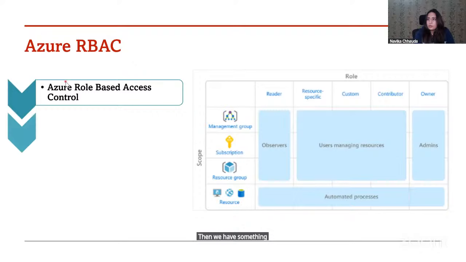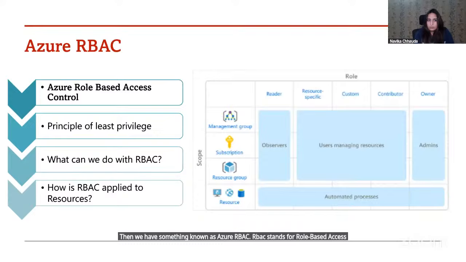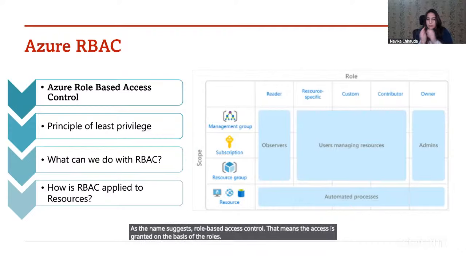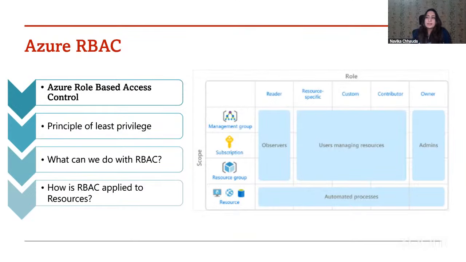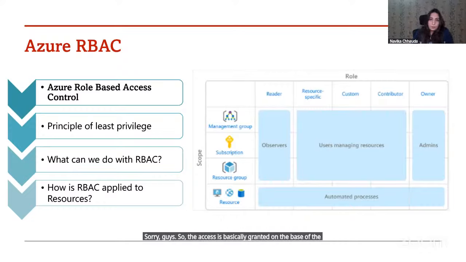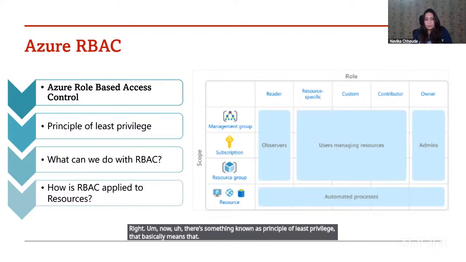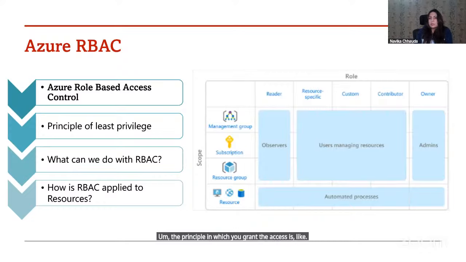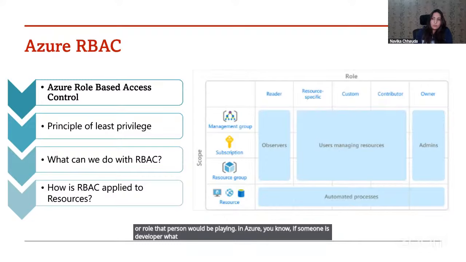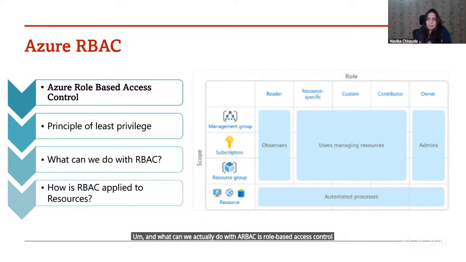Then we have something known as Azure RBAC. RBAC stands for Role Based Access Control. As the name suggests, the access is granted on the basis of roles. Sorry, guys. So the access is granted on the basis of the role a person is performing, right? Now, there's something known as the principle of least privilege. That basically means you grant exactly the access for the things that a person would be doing, or the role that person would be playing in Azure. If someone is a developer, for example. That is what the principle of least privilege means. With RBAC, only the right type of access is provided to the person who is performing that type of action or task on Azure.